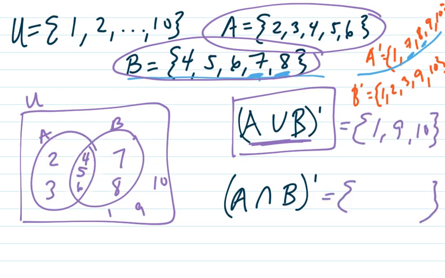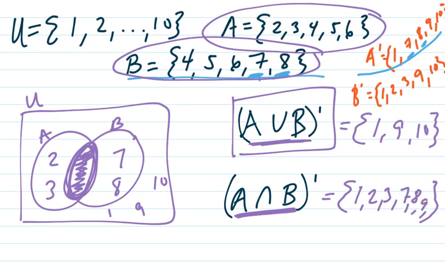Now for this one, we're looking at the intersection of A and B. That's what's contained in the overlap. What's in A and B is the elements 4, 5, and 6. And we want the complement of that. So we want everything that's in the universal set except for 4, 5, and 6. So that leaves us with 1, 2, 3, 7, 8, 9, and 10. Okay, so be very careful with these. Make sure you understand, is the complement applying to the set, or is it applying to the intersection of the set, or is it applying to the union of the set?